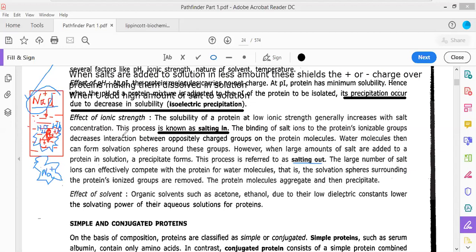Last point for today's class: effect of solvent. There are certain organic solvents, such as acetone and ethanol, which, due to their lower dielectric constant, lower the solvation power of the aqueous solution of protein. These are the ones that will lower the solvation power of the aqueous solution of protein and thus will cause the proteins to precipitate. Because these molecules have a lower dielectric constant, the solvation power of their aqueous solution is reduced.